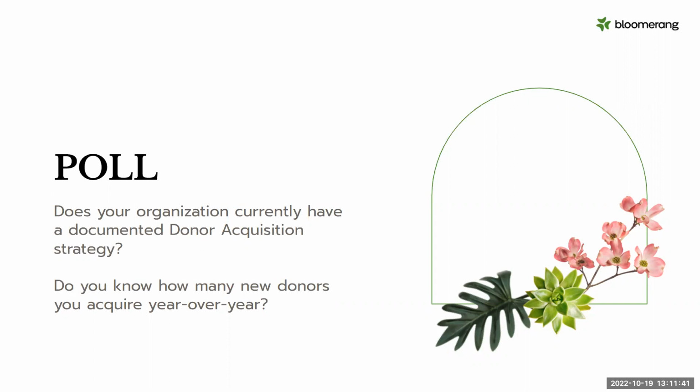I make an emphasis here on documented, because perhaps you have a strategy in place, and it is well documented, or maybe you have a strategy, but it's not well documented. Maybe it's only in one or two people's heads, and you might be in trouble if you lose those folks. We know that due to staff turnover. So I want to make the distinction, does your organization currently have a documented donor acquisition strategy?